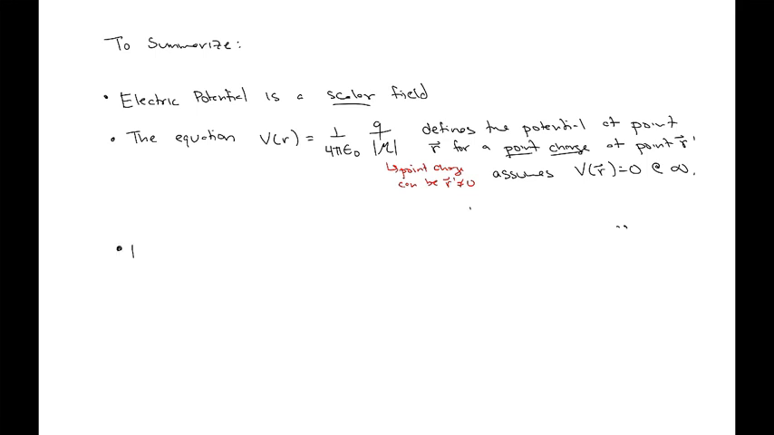Okay, the book also brings up, and I talked about in the PhET sim, these things called equipotential lines. It's important to understand what that means. They are lines or regions or whatever of constant potential.